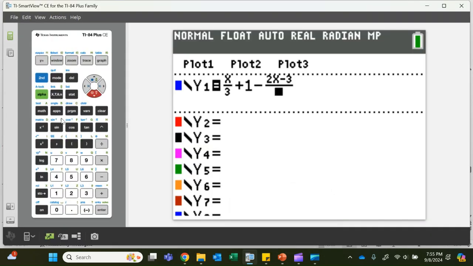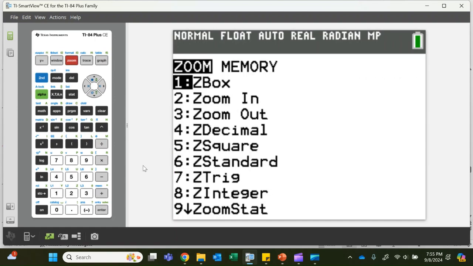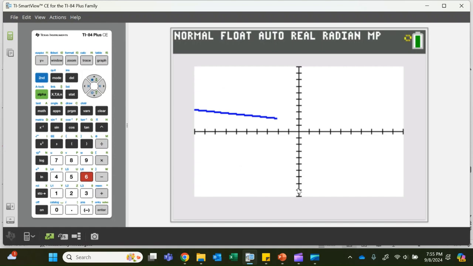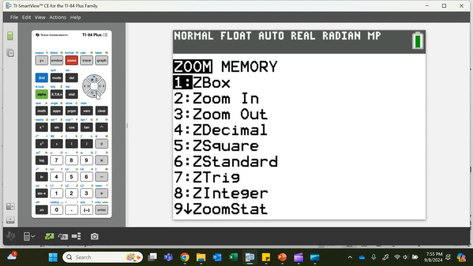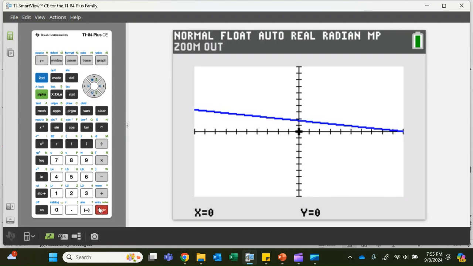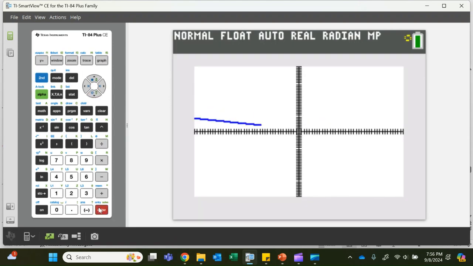That's correct. Okay. Then I'm going to do zoom. I typically like to go with zoom standard, which is number 6. And it's going to graph it on my graphing calculator for me. The biggest thing here is I need to see where it crosses the x-axis. If you don't feel like you can see where it crosses the x-axis, you might want to zoom out just a bit just to be sure. If I zoom out here, I can definitely tell where it crosses the x-axis.